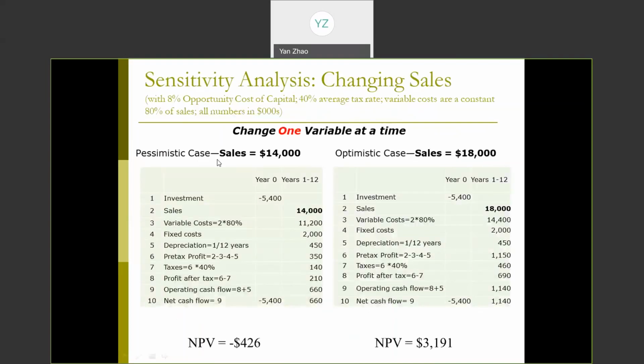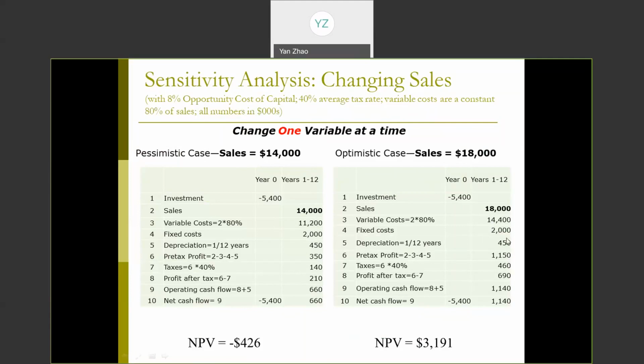Okay. So first of all, let's do the sensitivity analysis by changing the sales number. So now we want to see how sensitive our net present value is to the change of the sales. Okay. So now we will change one variable at a time. In the pessimistic case, we change the sales number from $16,000 to $14,000. In the optimistic case, we change the sales number from $16,000 to $18,000. Okay, we keep all other numbers the same. So fixed cost is still $2,000 from the baseline model.